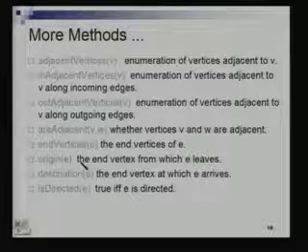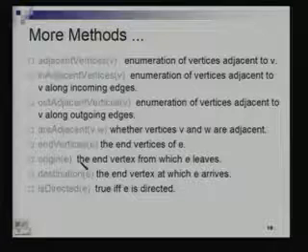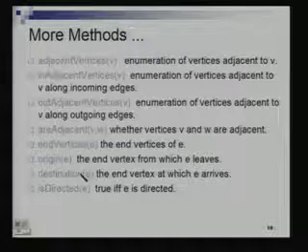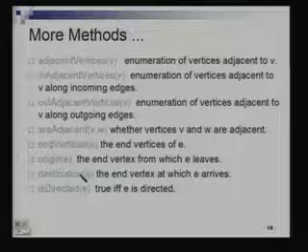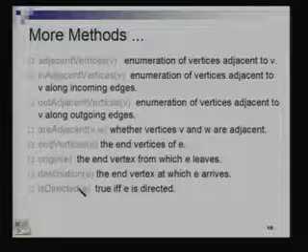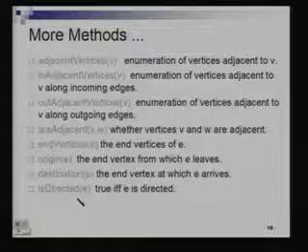Origin, for a directed edge E, would return where the edge is starting from. Destination, for a directed edge E, would return where the edge E is ending. Given an edge E, it will tell whether it is directed or not. This method would be useful when you have what are called mixed graphs. In mixed graphs, some edges are directed and some are undirected.